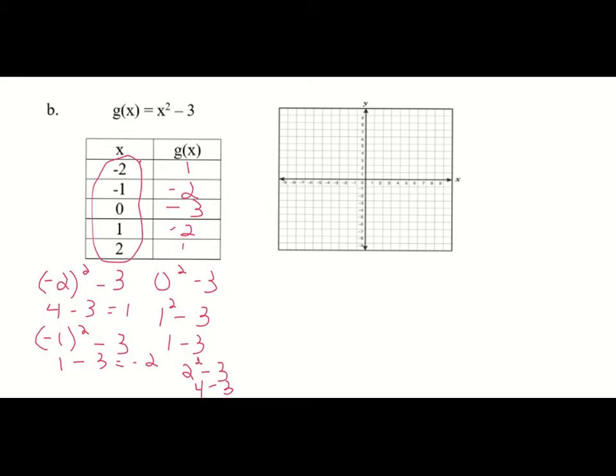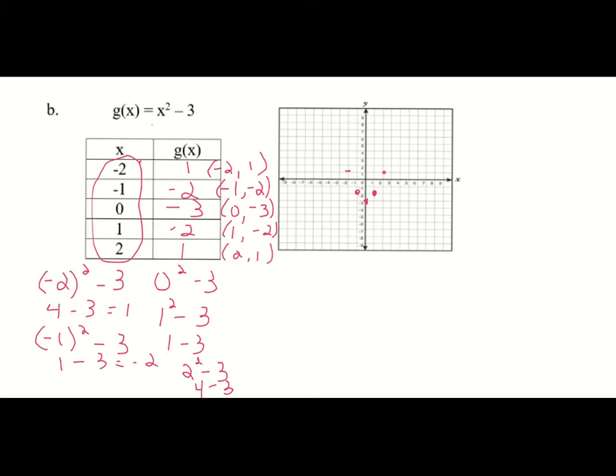So again, we have our ordered pairs. The first one's negative 2, 1. And we have negative 1, negative 2; 0, negative 3; 1, negative 2; and then 2, 1, and we're going to graph those. So we have negative 2, 1 is right there. Negative 1, negative 2 is right here. 0, negative 3 is right there. 1, negative 2 is right there. And then 2, 1 is right there.